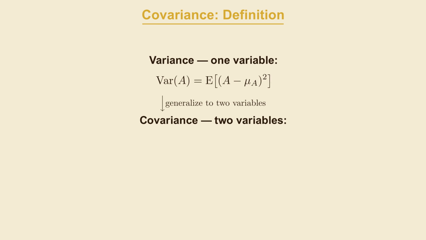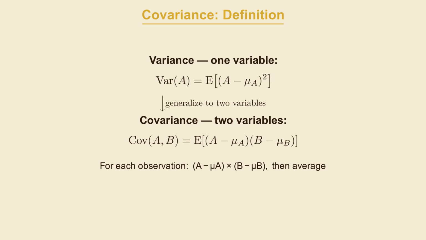That's what covariance does. The covariance of two random variables, A and B, is the expected value of the product of their deviations from their respective means. For each observation, you take A's value minus the mean of A, multiply that by B's value minus the mean of B, and then average across those products. The result tells you whether the two variables tend to deviate in the same direction or in opposite directions, or without any consistent patterns at all.